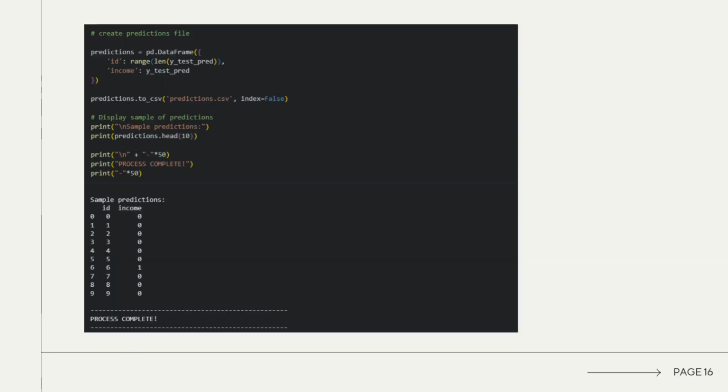So finally, we are storing the predictions of the test dataset into a CSV file named predictions.